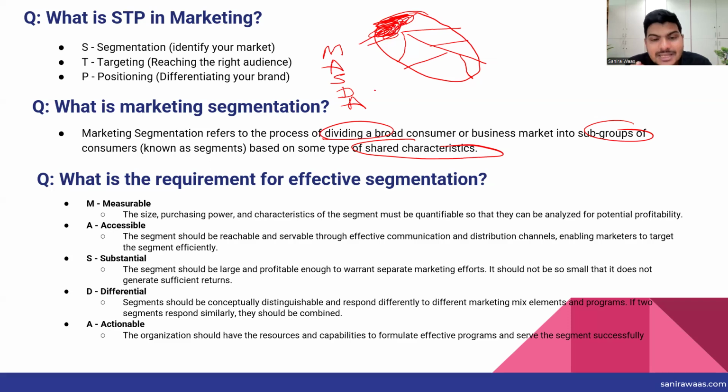Then it has to be substantial. Substantial means significance. Why would I do business if I can't make enough profits? It has to be substantial and differential. Differential means that if there are different types of segments, these segments should differ from the others.